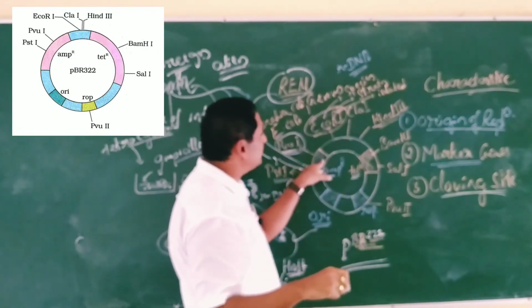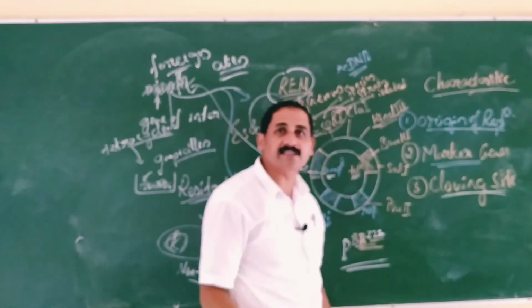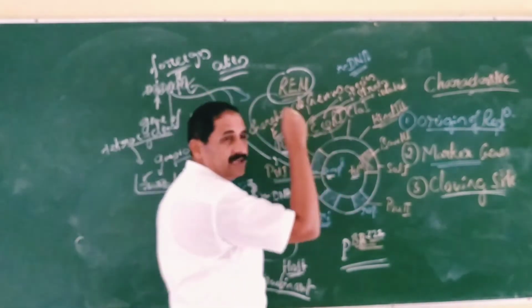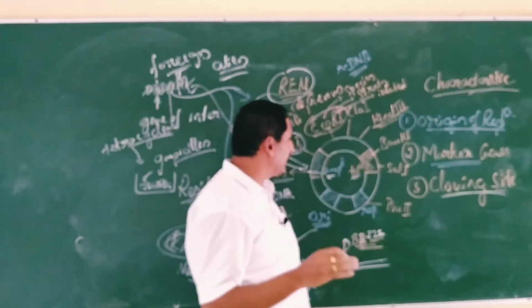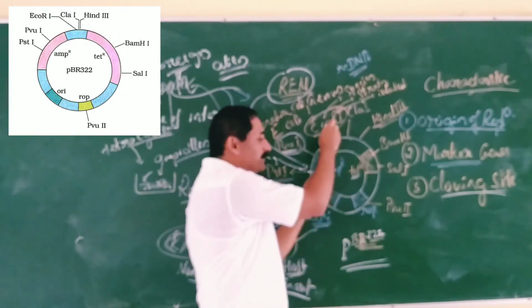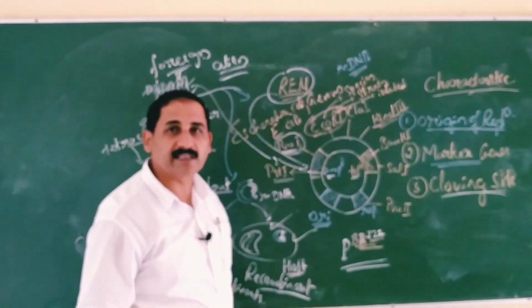REN recognizes this cloning site and cuts the double stranded DNA to make a space to insert a foreign or alien gene or alien DNA. So this cloning site is a must. At least one cloning site is a must in a plasmid vector.